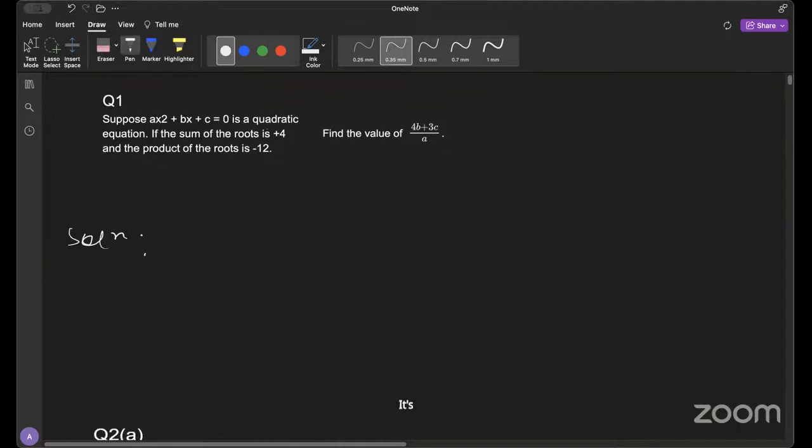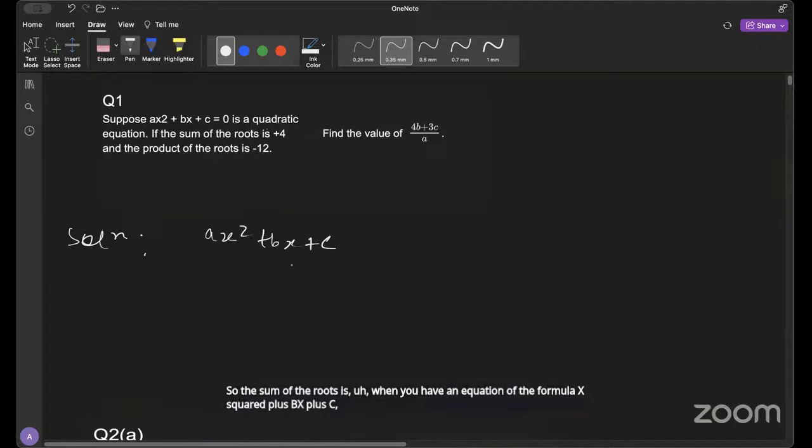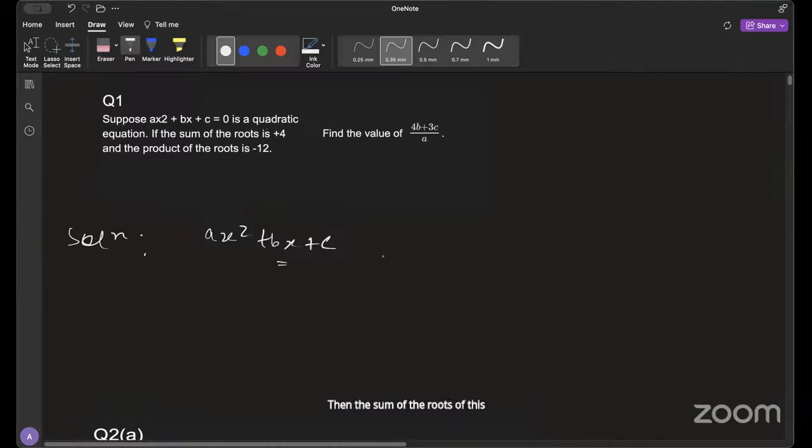It's a really simple question. So this question has given you an equation ax square plus bx plus c, the quadratic equation, and the sum of the roots is given to be plus 4. So the sum of the roots is, when you have an equation of the form ax square plus bx plus c, then the sum of the roots of this equation, so it has two roots, let's just call them x1 and x2. So x1 plus x2, the sum of roots, is given by minus b by a.